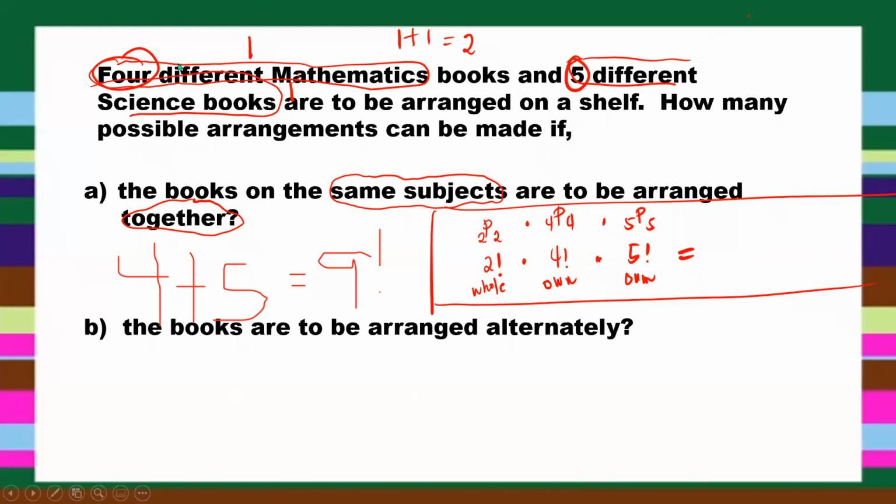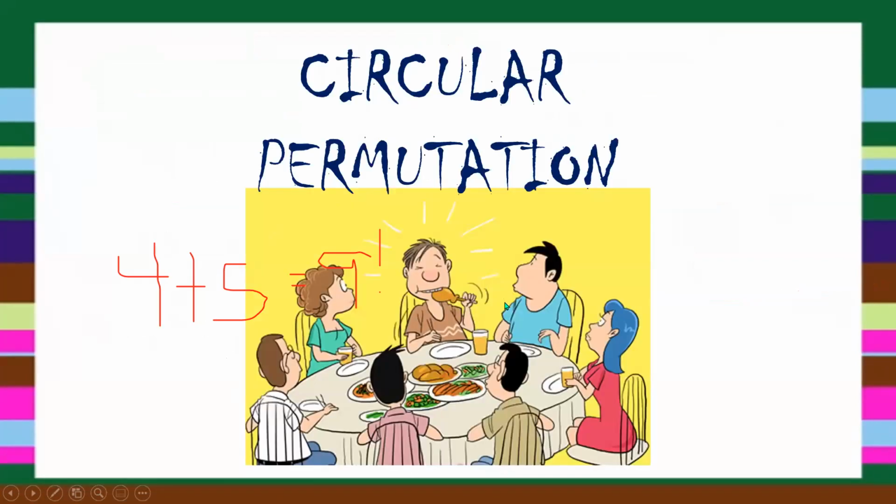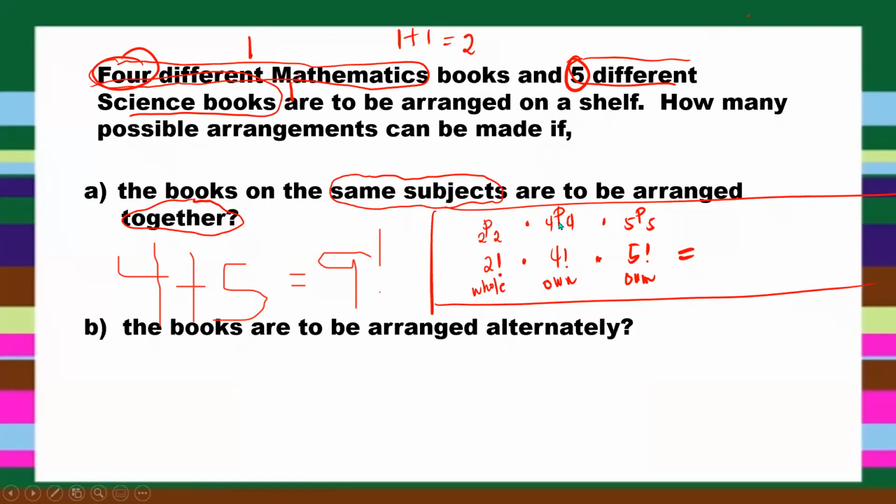We count this as 1, count this as 1, kaya naging 2 factorial. And yung isa naman is, ito yung sa math books, yung arrangement nila. At ito naman yung sa science books. Kasi magkakapalit-palit din yan in time. So what will be the answer now?